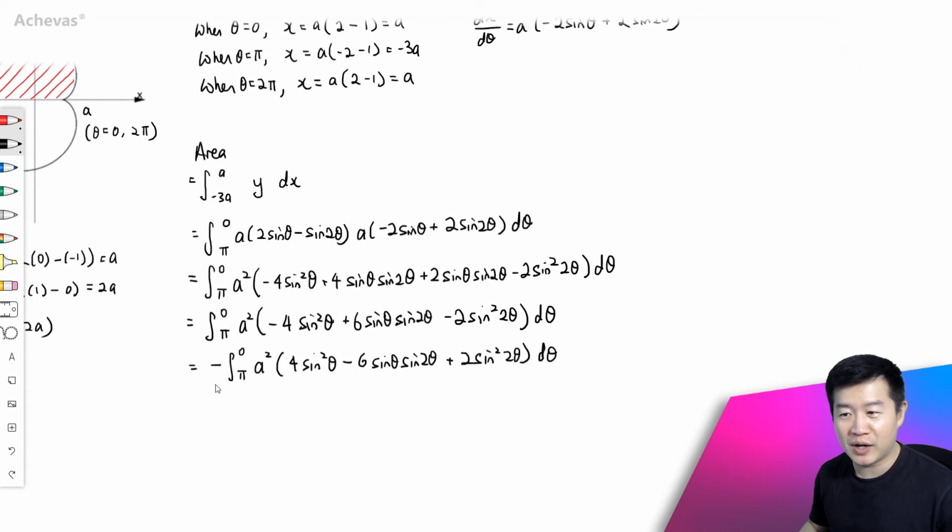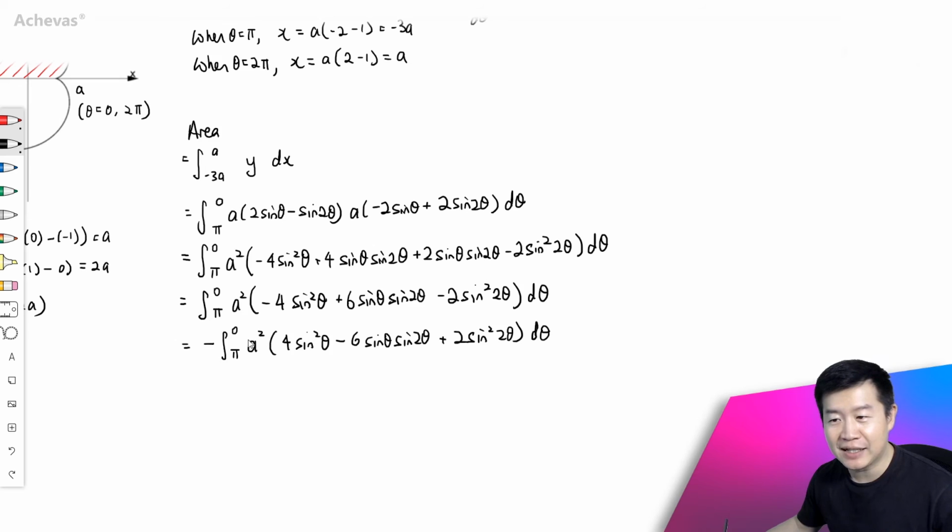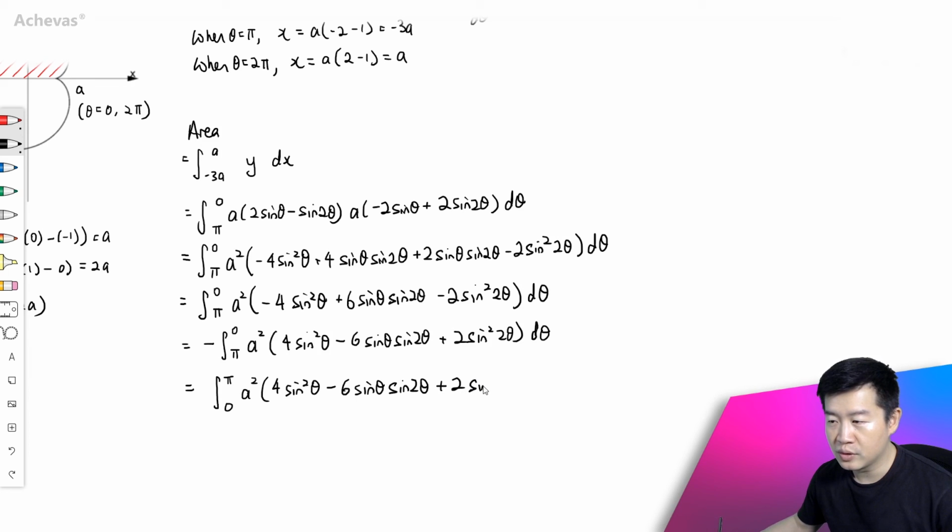But this negative is not what we are supposed to show. So applying the definite integral properties that we have learned, the definite integral can absorb the negative by reversing the lower and upper limit. So we'll go from 0 to pi instead. That will help me to absorb this negative, and a square of 4 sine square theta minus 6 sine theta sine 2 theta plus 2 sine square 2 theta d theta. And we have shown what the question wants me to show.